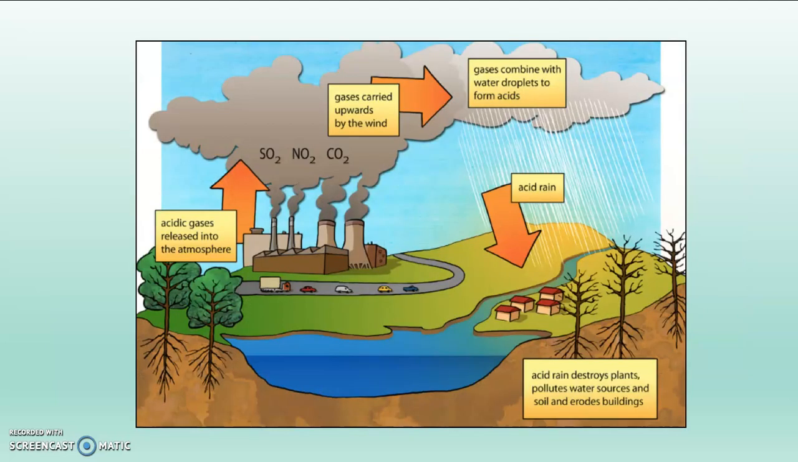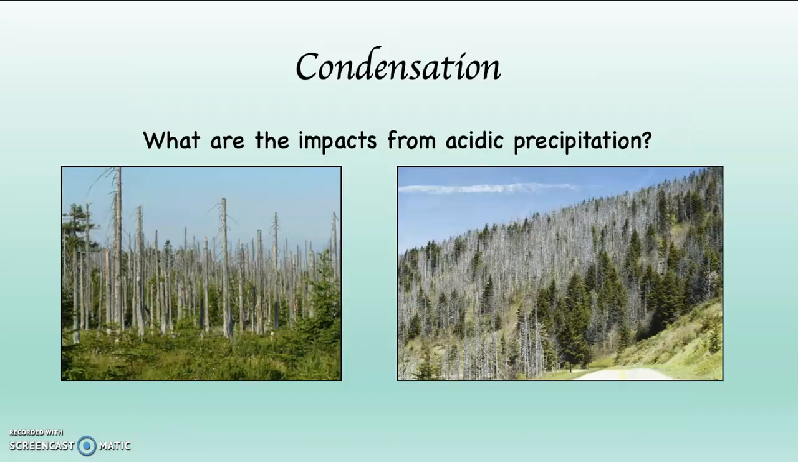I know this is a kid's diagram, but it's a really good one. Acidic gases released in the atmosphere, you can see that on the left-hand side, and then you can see sulfur dioxide, nitrogen dioxide, and carbon dioxide, all of which are acids. The gases are carried upwards by the wind, and then they combine with the cloud, the rain droplets, and they fall, and then this comes down as acid rain. You can see acid rain destroys plants, which it does, it kills them, pollutes water sources and soil, it really degrades the soil, and it erodes buildings. That's right, all of those things.